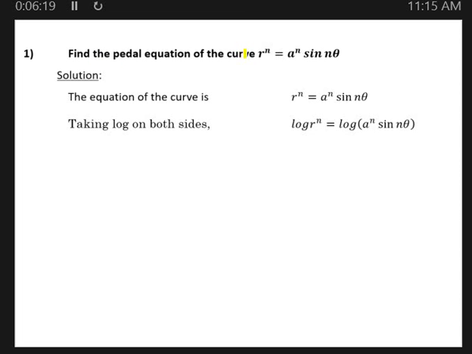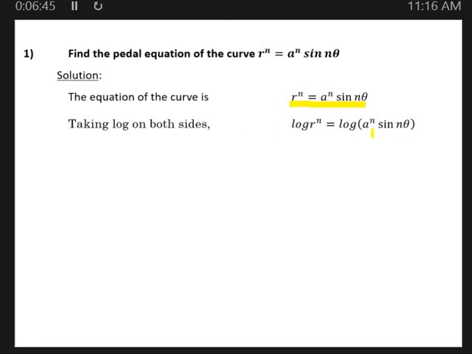Find the pedal equation of the curve r to the power of n is equal to a to the power of n sin n theta. Here the given curve is r to the power of n is equal to a to the power of n sin n theta. Now taking log both sides, log r to the power of n is equal to log a to the power of n sin n theta.